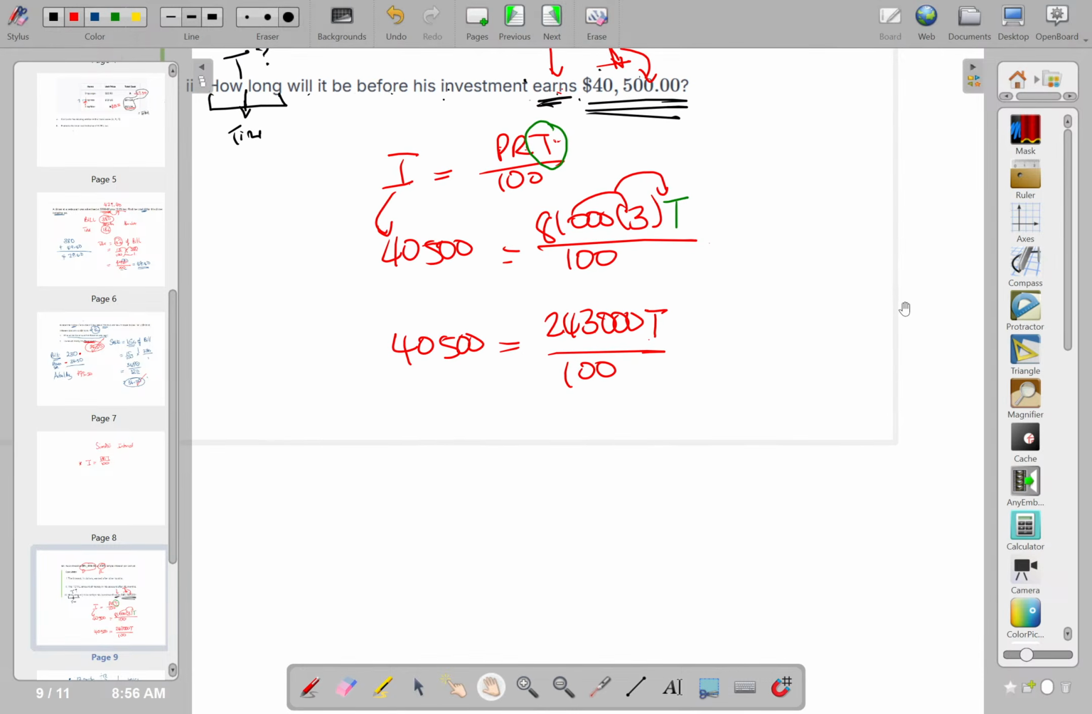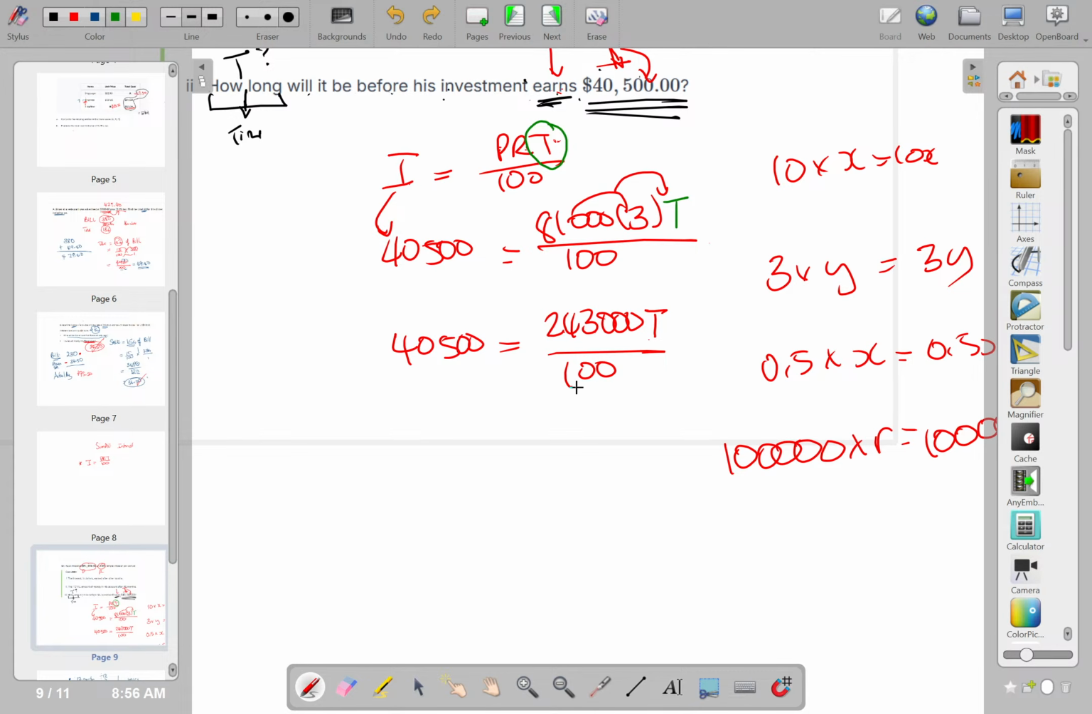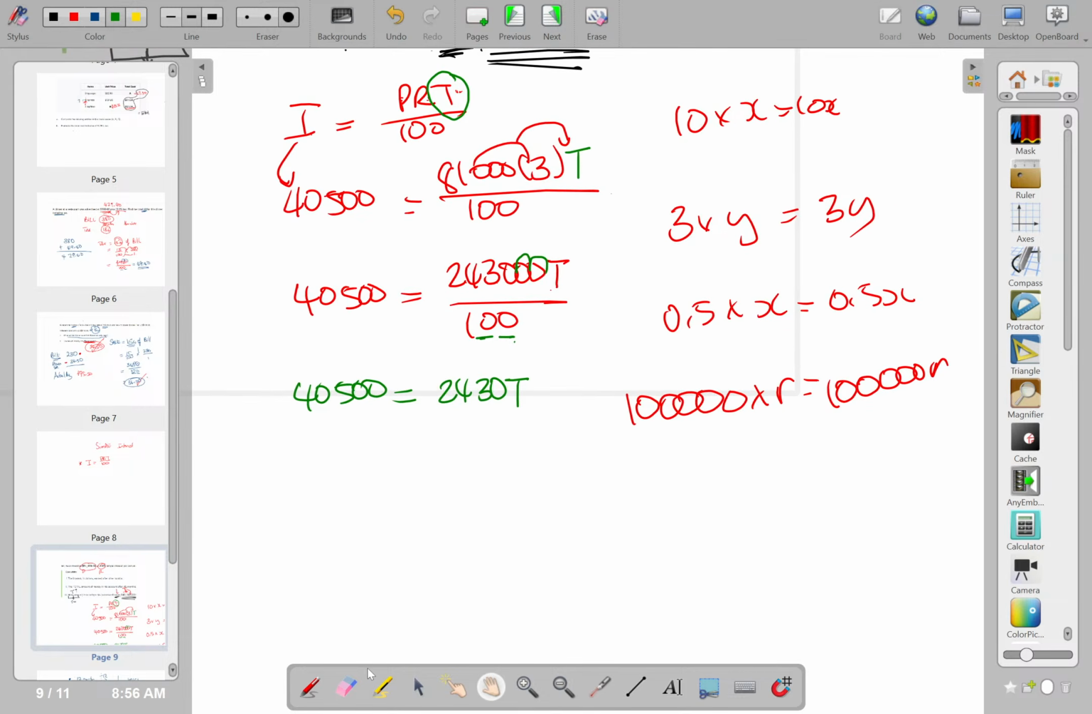What we're going to do here, you have many options. What we want to do, I'm going to divide these two numbers. Simple as that. 2 zeros, 2 zeros. Or you just learned the trick from me. If I'm dividing by 100 and there's 2 zeros, move the decimal place 2 places to the left, please. So that gives you 2,430t is equal to 40,500.